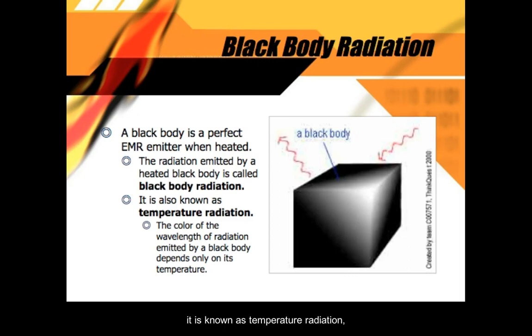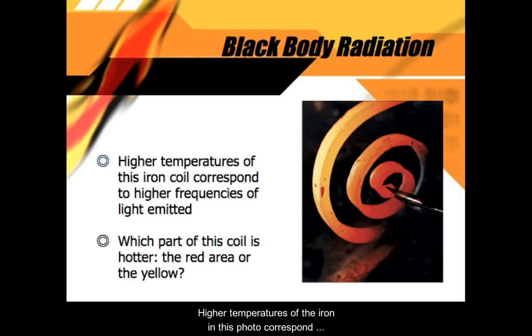Alternatively, it is also known as temperature radiation because the color of the wavelength of radiation emitted by the black body depends only on its temperature. To understand how black body radiation works, let's consider the iron coil in this photograph. Higher temperatures of this iron coil correspond to higher frequencies of light emitted. Which part of this coil is therefore hotter, the red area or the yellow? The answer is the yellow.